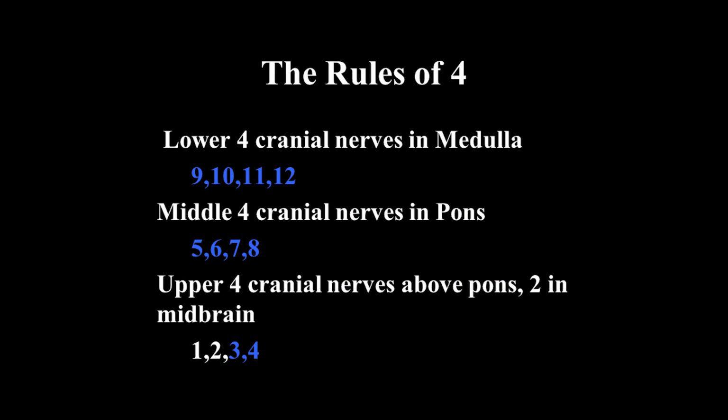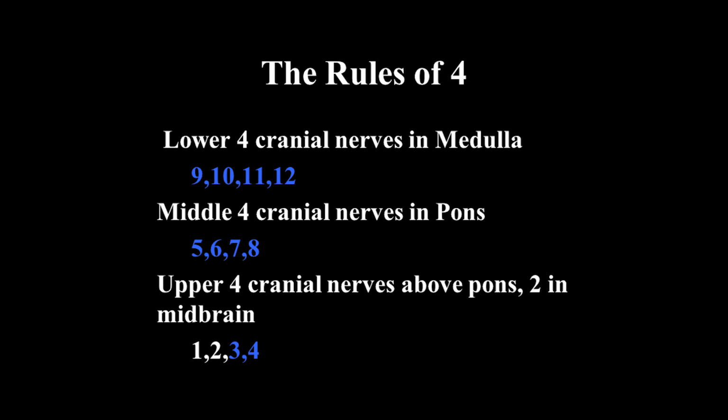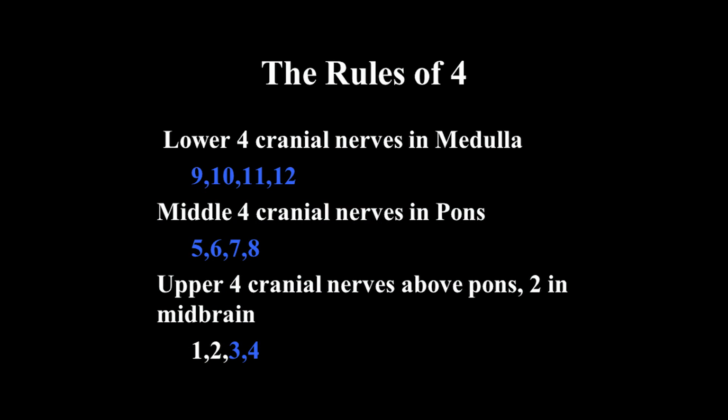In essence, the brainstem consists of the medulla, the pons, and the midbrain. And the first rule of 4 is that there are 4 cranial nerves in the medulla, the bottom 4: 9, 10, 11 and 12. There are 4 in the pons: 5, 6, 7 and 8. And there are 4 above the pons, with 3 and 4 in the midbrain and 1 and 2 outside the brainstem.